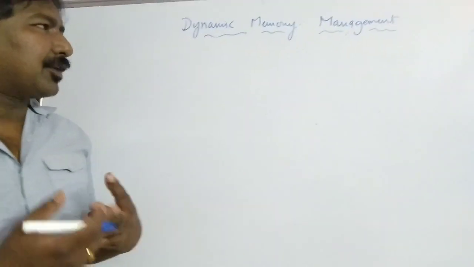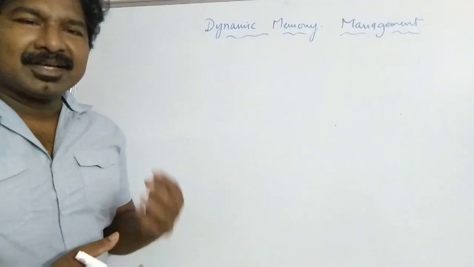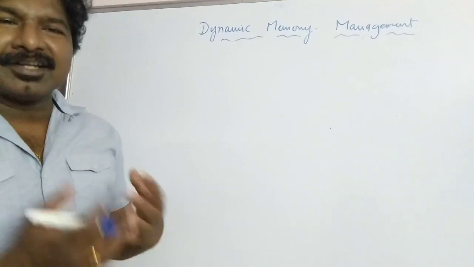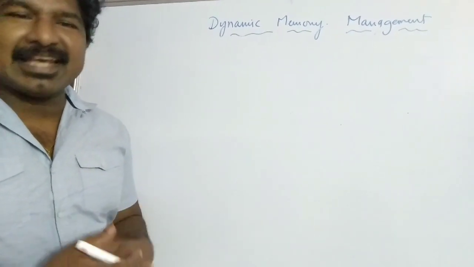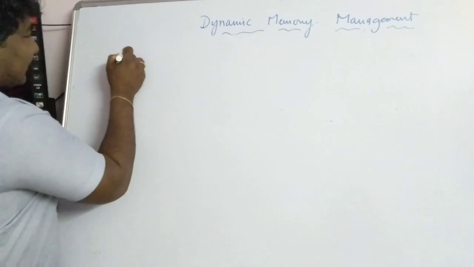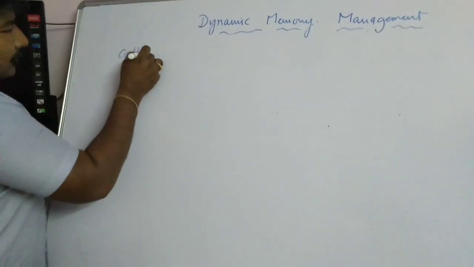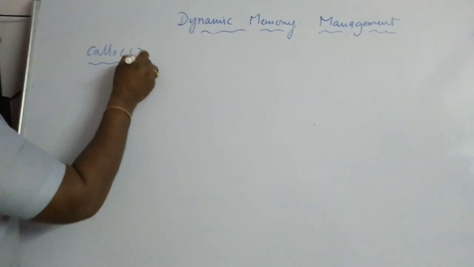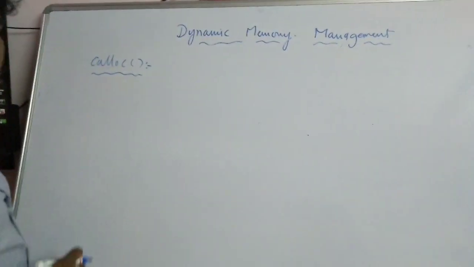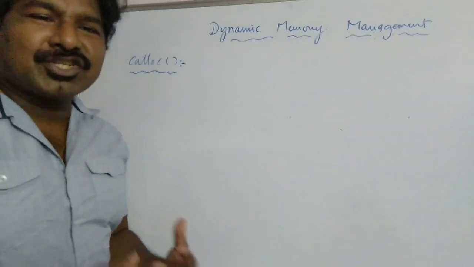Okay friends, the next function from dynamic memory allocation is the calloc function. Calloc means contiguous allocation. What is calloc? Calloc is a contiguous allocation.